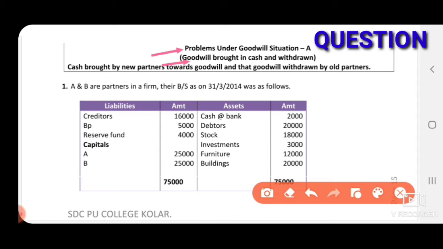Now come to the question. A and B are partners in a firm. Their balance sheet as on 31st March 2014 was as follows. So he has given the old balance sheet of old partners, that is A and B. So he has given liabilities and assets.